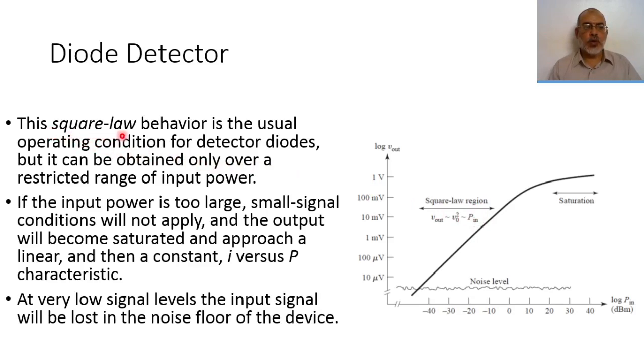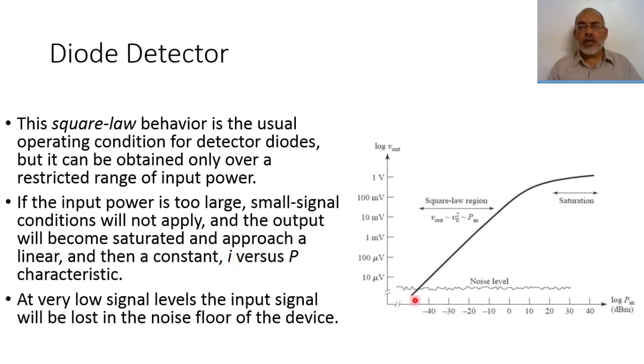So we say that this square law behavior is the usual operating condition for a detector diode and also a rectifier, but it can be obtained only over a restricted range of the input power. So it should be used before saturation. If the input power is too large, the small signal condition will not apply, and the output becomes saturated, approaches linear, and then becomes constant. So in the I versus power characteristic, I is proportional to the square root of the power.